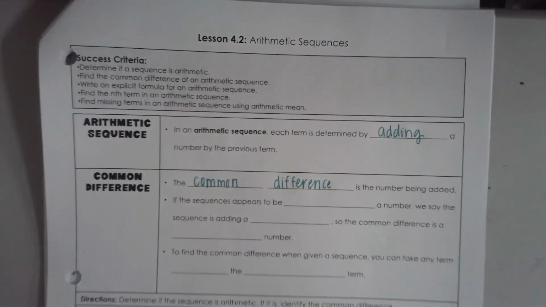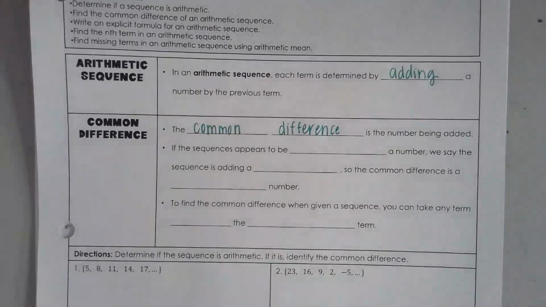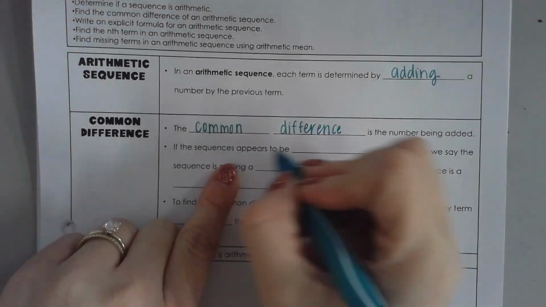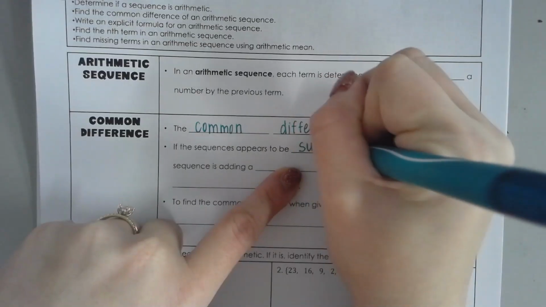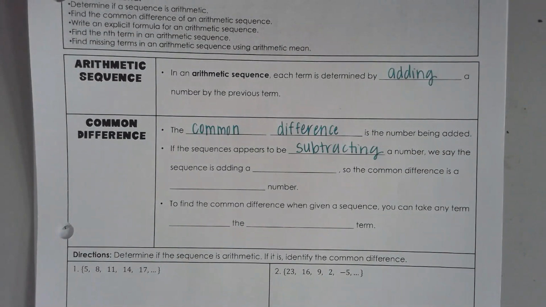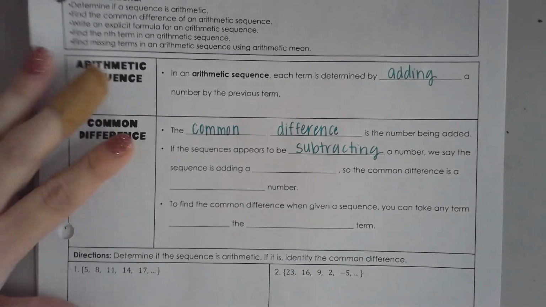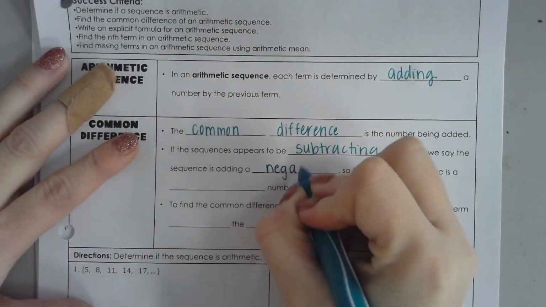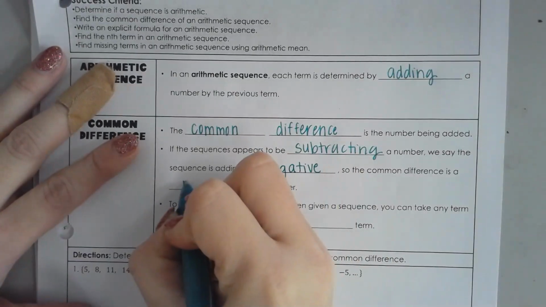Now technically, you can also subtract. If the sequence appears to be subtracting, we still want to think of it in terms of adding. If your numbers go from 5 to 4 to 3 to 2 to 1, what are you actually adding? What do you add to 5 to get to 4? Negative 1. So we still say that we add, but we add a negative. So the common difference is a negative.